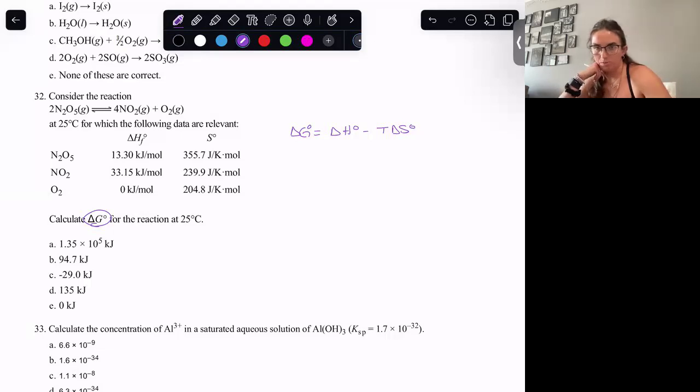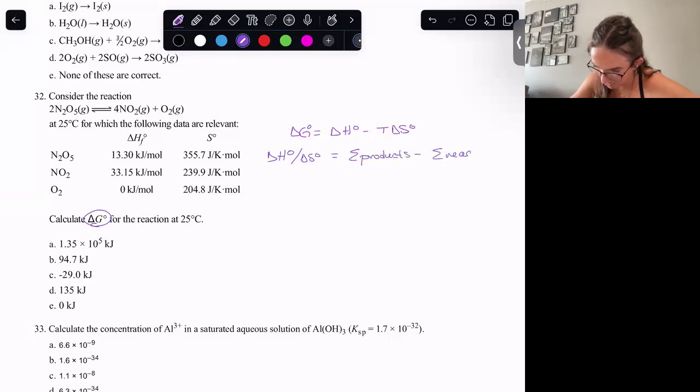How would you solve for delta H of formation? Perfect. So for delta H and for delta S, we can do the sum of the products minus the sum of the reactants. Okay, so we can take our delta H of formation. We have to remember that the reaction has to be balanced in order to do this. So for delta H, we'll take 4 times the NO2, which is 33.15.